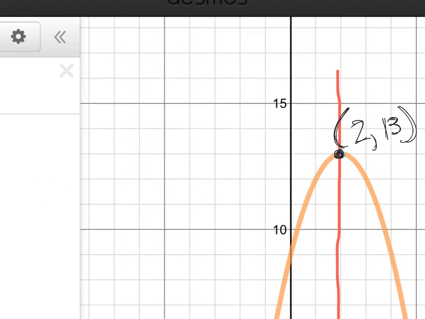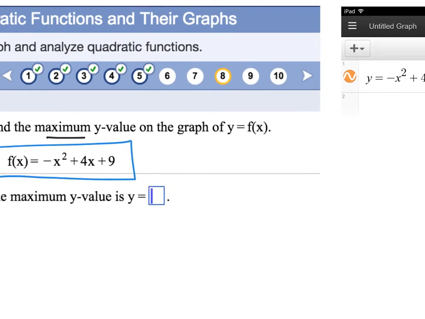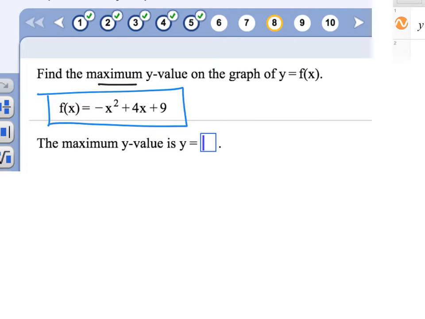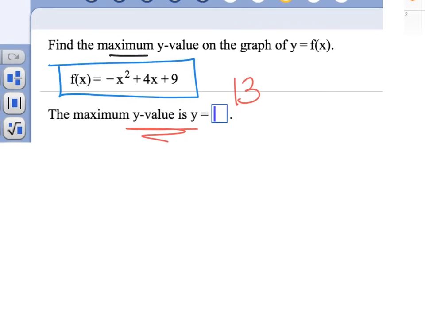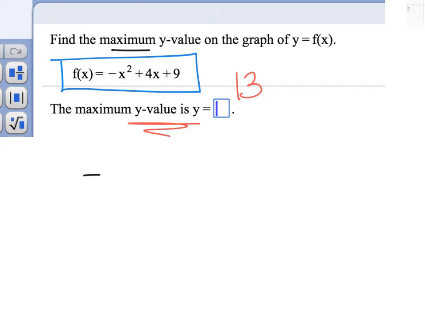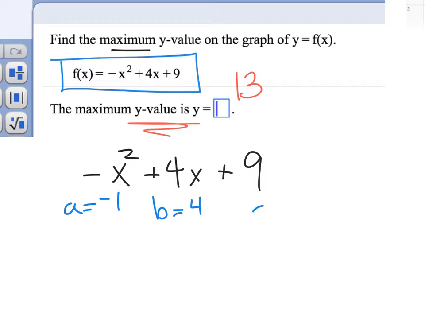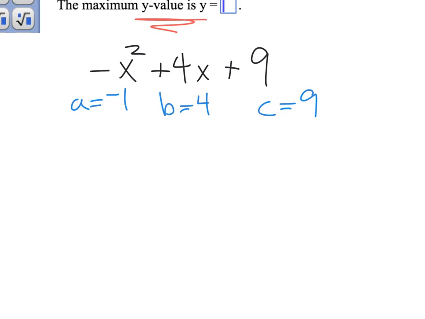And I would say we're kind of done. We don't need to do any more work. The answer to what is the maximum y value is 13. But if we wanted to, we could do the vertex stuff. We could say, okay, this is negative x squared plus 4x plus 9, so a is negative 1, b is 4, and c is 9. Then we can substitute and do x is equal to negative b over 2a and do all that work, and that would give us the answer.